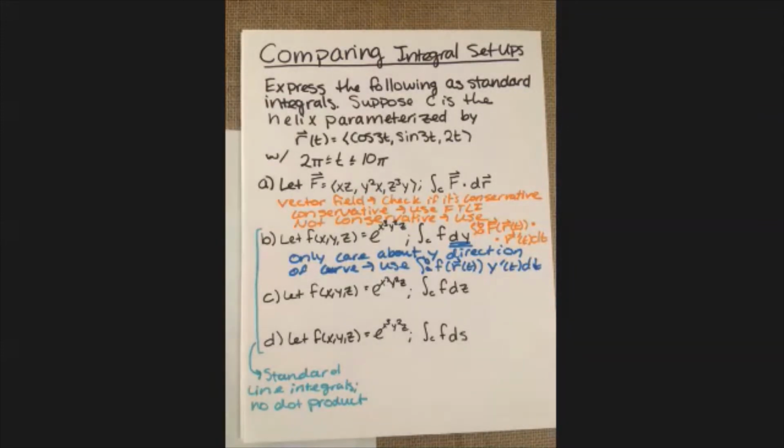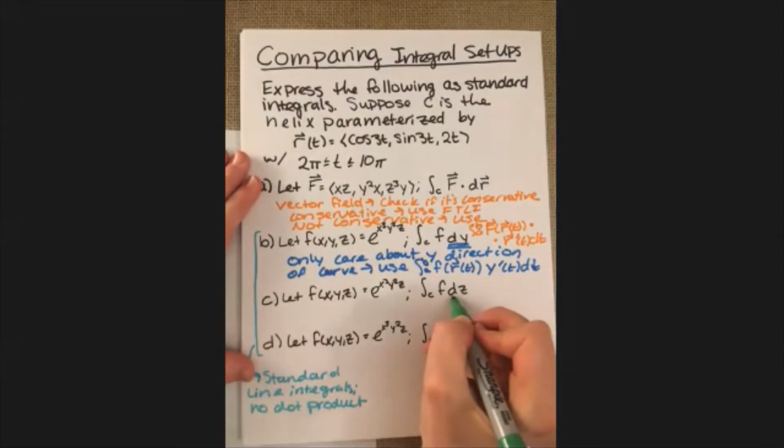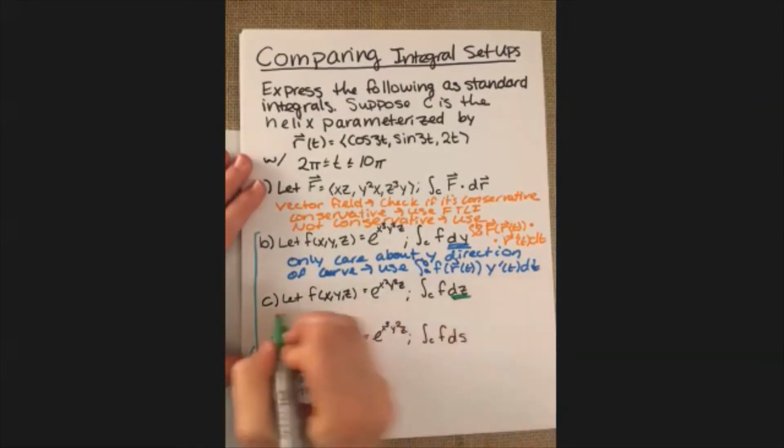Okay, for our next one, it looks very, very similar. We're integrating over a curve C, f dz, except now we only care about our z direction.